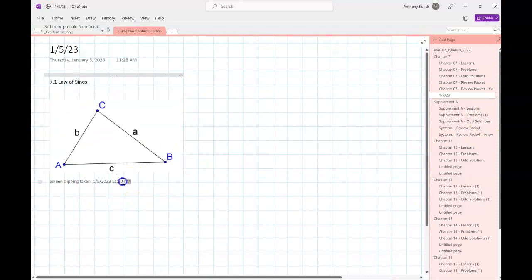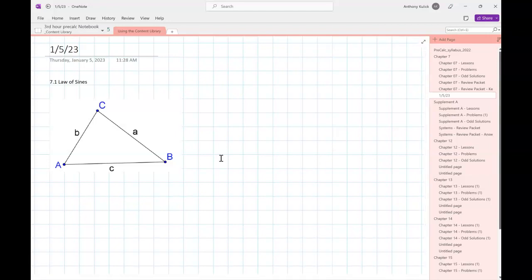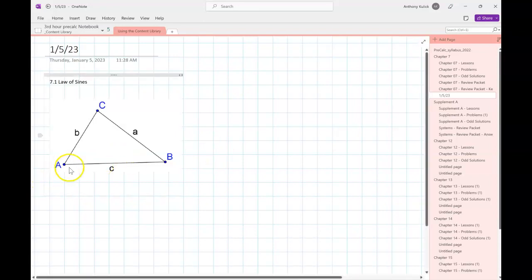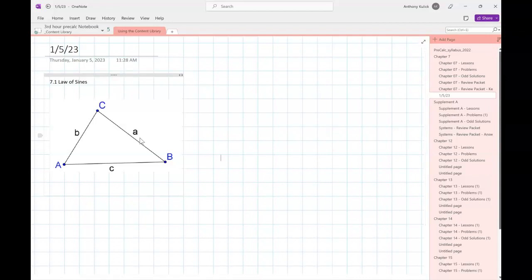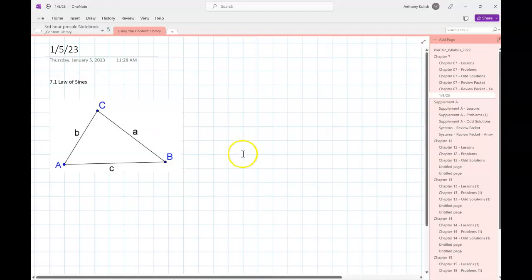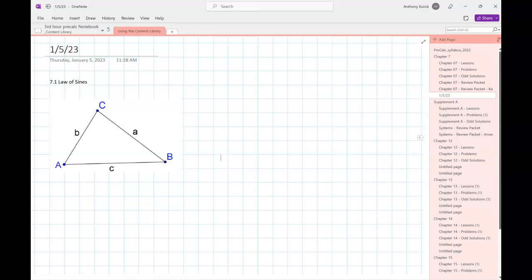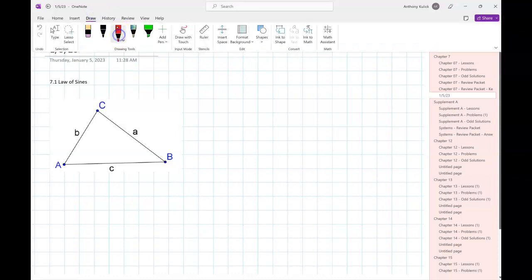So let's just say that we have some non-right triangle ABC with side lengths A, B, and C. Remember that our convention for naming triangles is we typically use a capital letter to name the vertices, and then the side opposite that vertex is named with the lowercase letter. That's kind of our convention. So let's just say we have some non-right triangle, and my goal here is I want to try to solve this triangle.